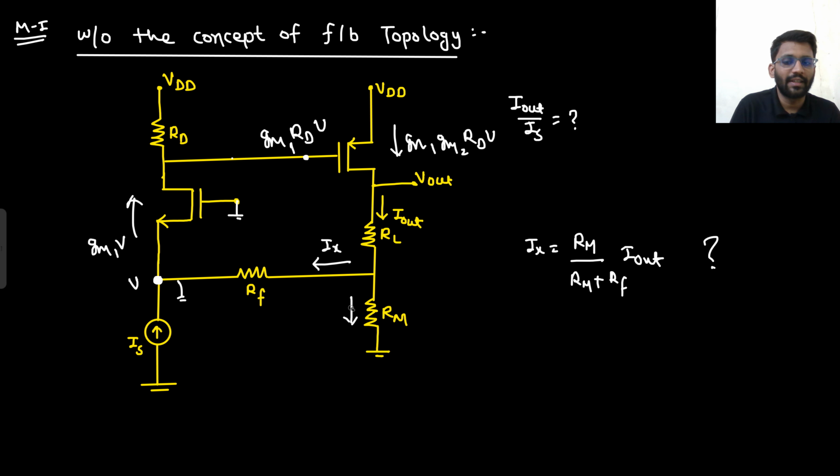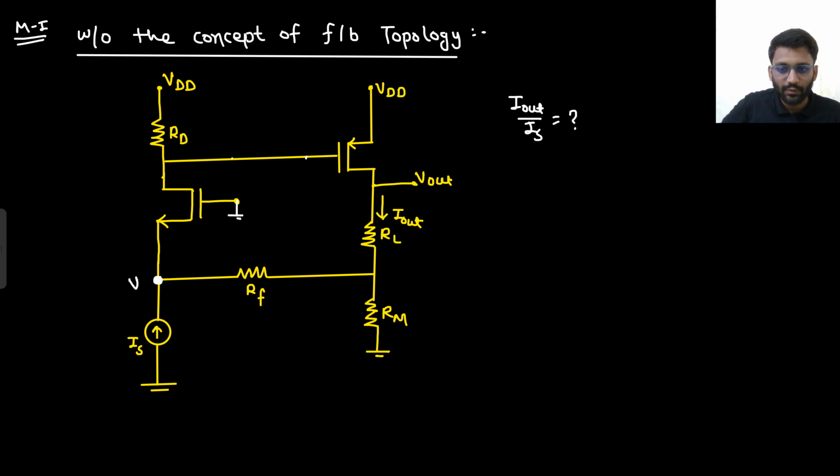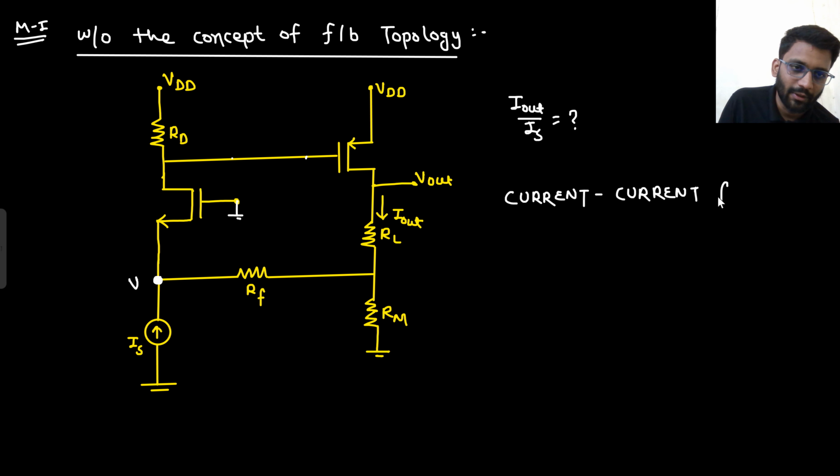So what is the assumption that I am going to make? Now listen to me very carefully. It would be a very tough problem if I don't make any assumption. So what is the assumption I'm going to make? What I know is that here there is current feedback topology. For current feedback topology, what is the input impedance?